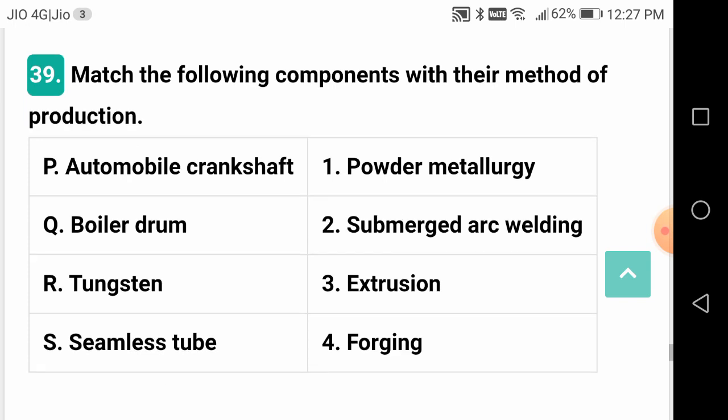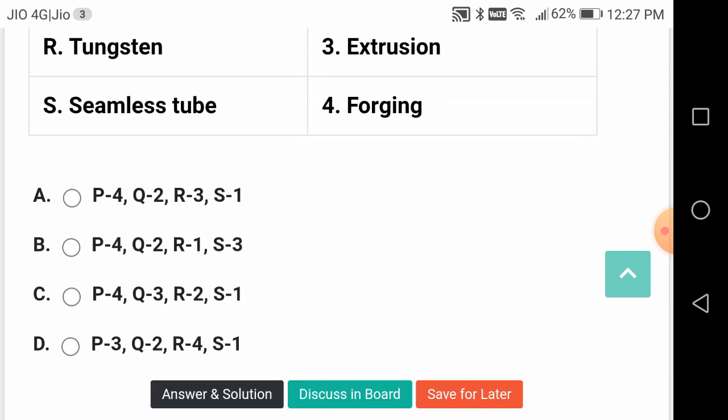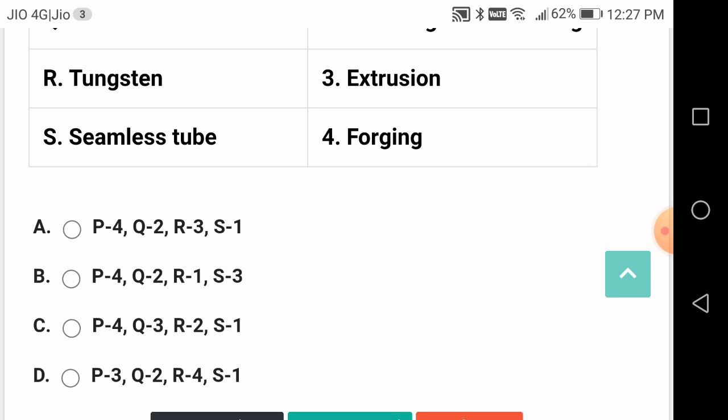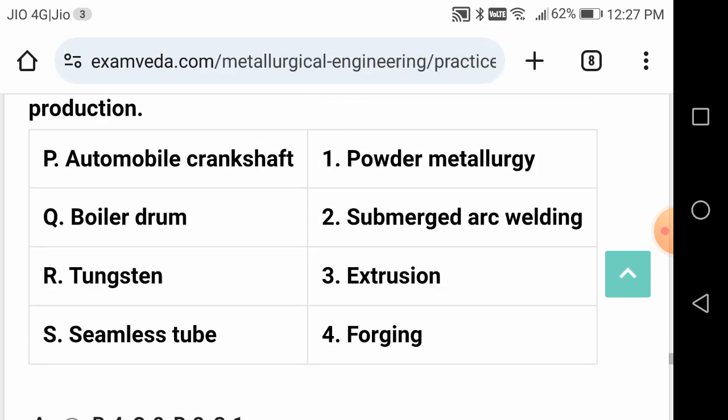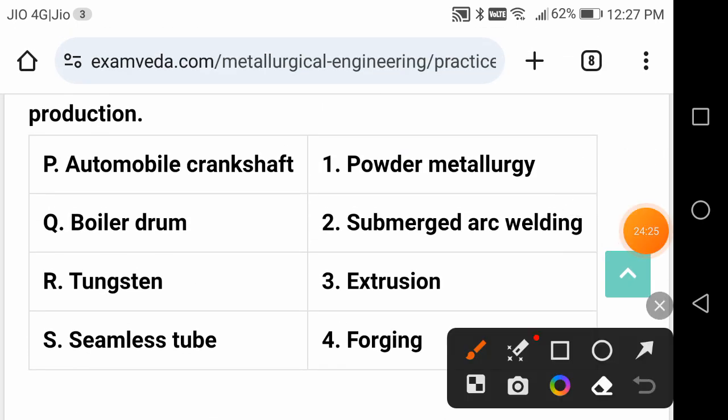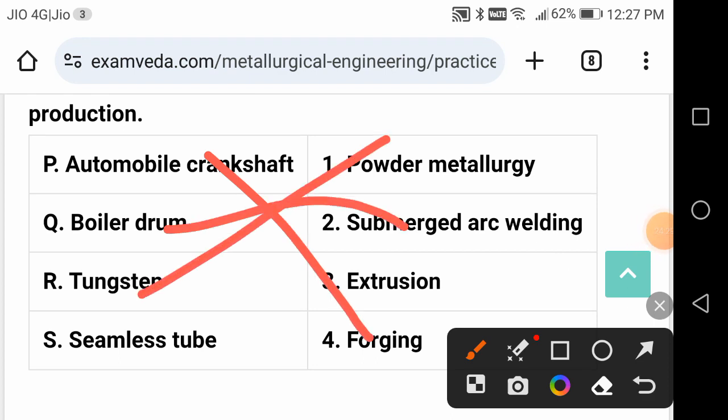Method of production, components. B, 4213. Crankshaft, forging. Boiler drum, submerged arc welding. Tungsten, powder metallurgy. Seamless tubes, extrusion.